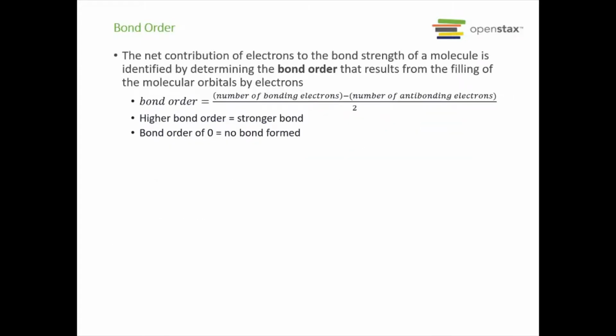Another thing we can use to identify the strength of a bond and if a bond is actually going to occur is using bond order. We can do this after you fill the molecular orbital. You take the number of bonding electrons, subtract the number of anti-bonding electrons, and divide it by 2. The higher the bond order, the stronger the bond. If you get a bond order of 0, then you have no bond formed.